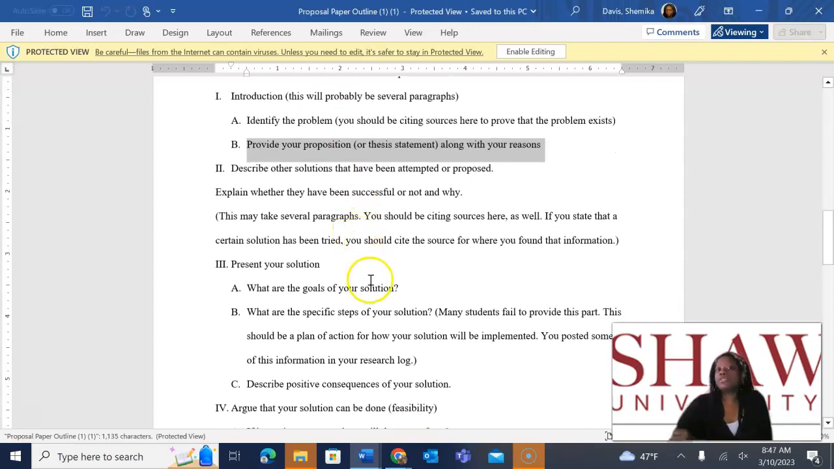Part is describing other solutions that have been attempted or proposed. You're going to explain if they were successful or not and why. That can take several paragraphs. You should be citing here. This can take a lot. Okay, so make sure you're doing that.